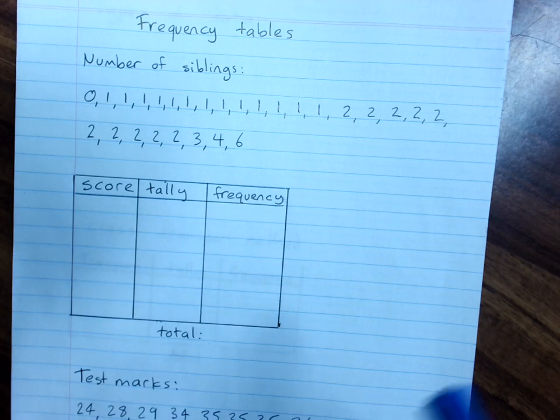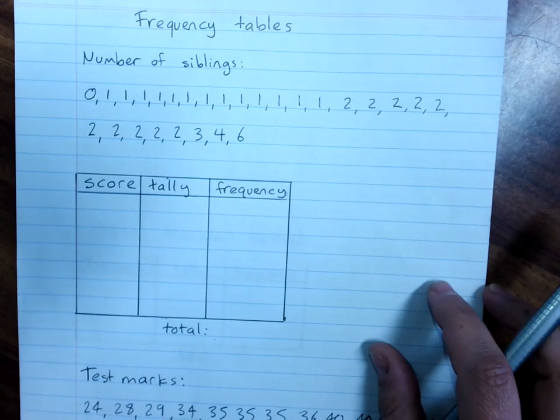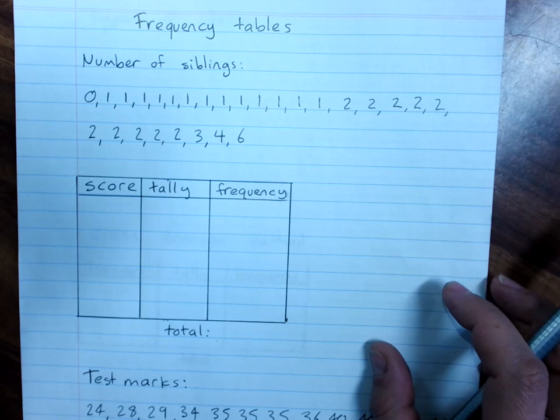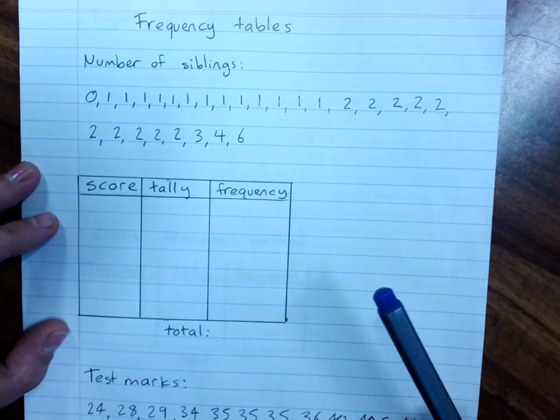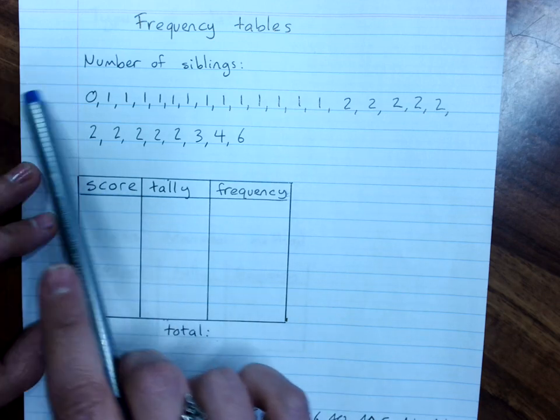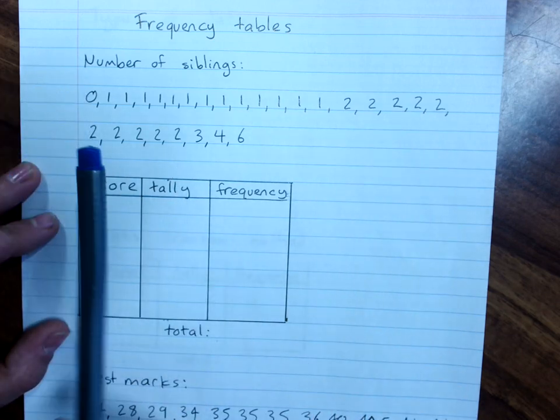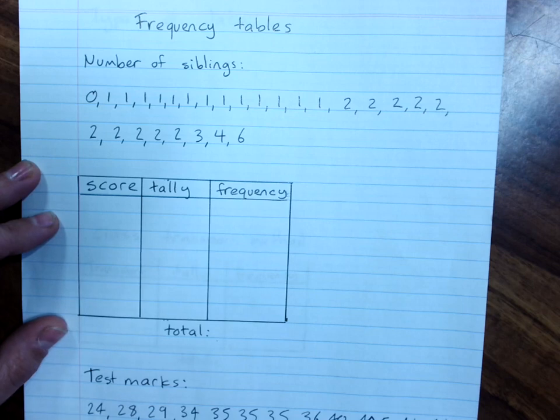Frequency tables. A frequency table is a really good way of collecting data or displaying data when we've collected it. So this is the answers to the question, how many siblings do you have, that one of my classes answered.